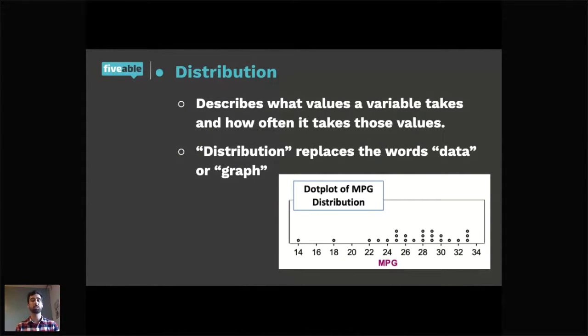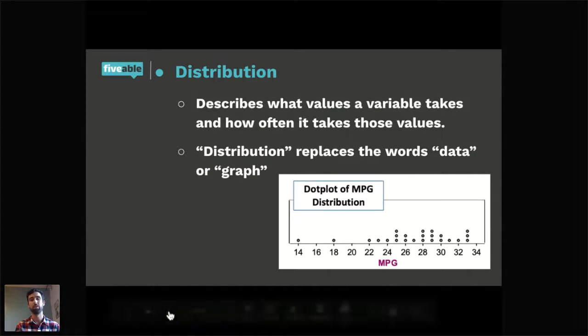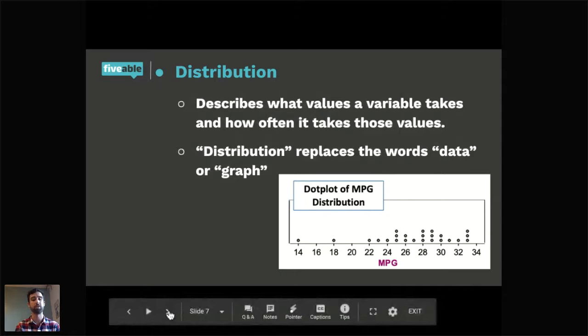It also shows us the spread of a distribution, which I'll go live later, either this week or next week. I've got to work it out in my schedule to show how we describe a distribution. So a distribution essentially replaces the word data or graph, and it describes a variable and how often it takes place.